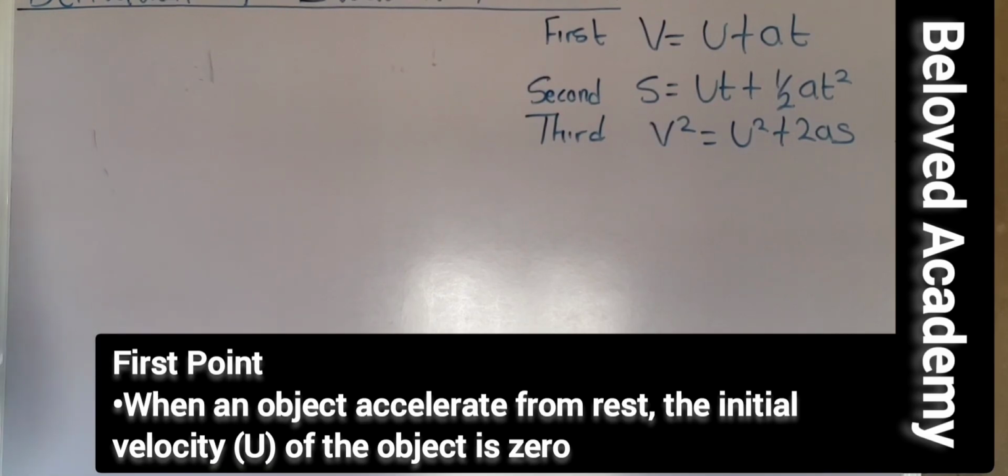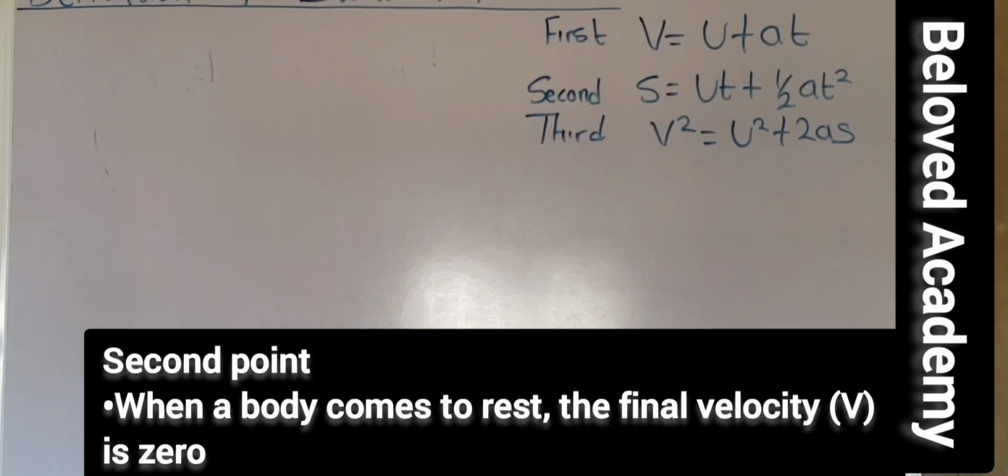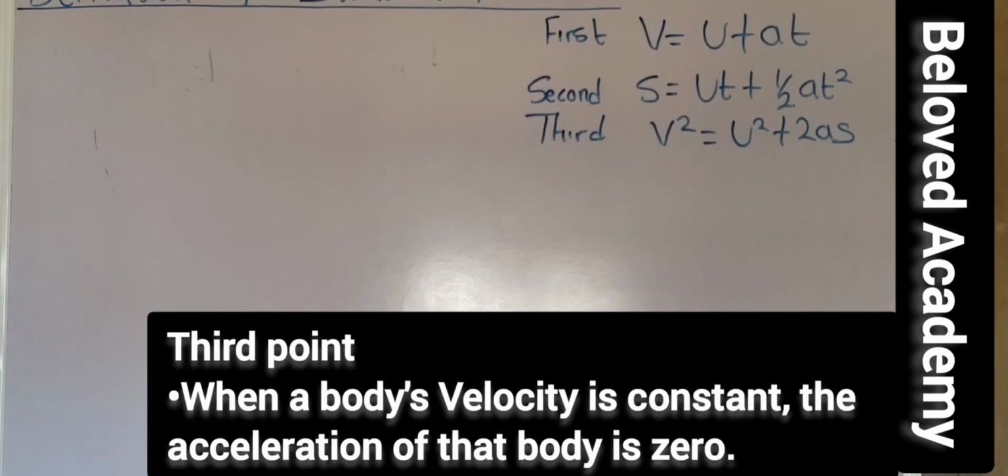When an object starts from rest, that's the first point. When an object moves or accelerates from rest, the initial velocity of the object is 0. That's the first point. I'm going to explain, just pay attention. The second point is that when a body comes to rest or stops, its final velocity v is equal to 0. And the third point is that when a body is moving with a constant velocity, the acceleration is 0.